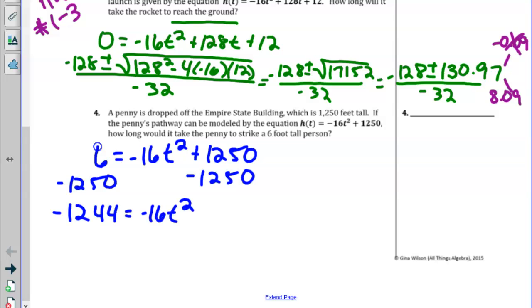What would my next step be? Divide by negative 16. What is negative 1,244 divided by negative 16? And since we're dealing with time, go ahead and give me the decimal. And actually it'd be positive, but the number was right. So we know 77.75 is equal to t squared.